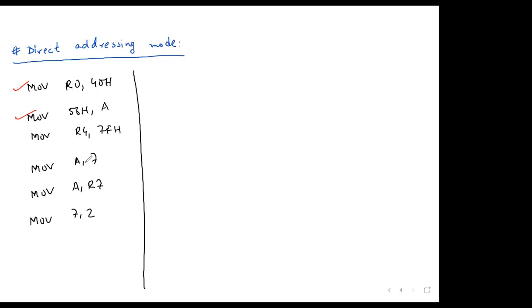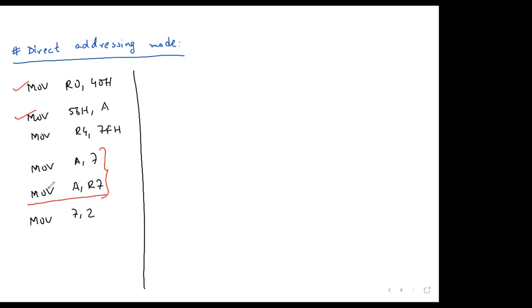If we keep going, look at these two. When you write move A, comma 7, that means you are saying whatever I have in the memory location 7, please move that to the accumulator. And in the next one, this is actually not direct addressing mode. This is an example of what? Tell me.